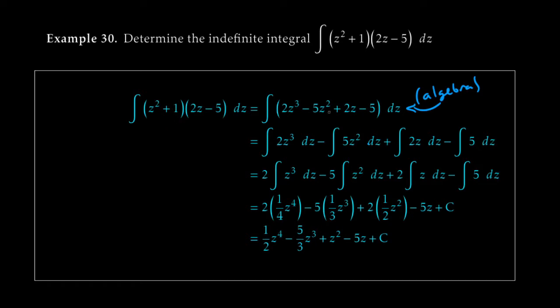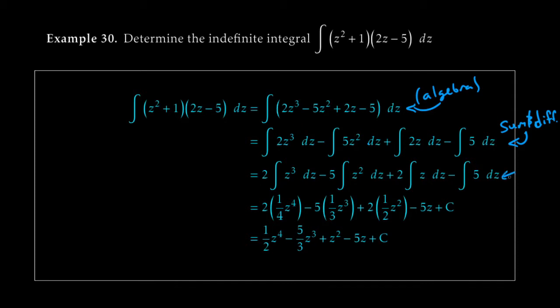Cool enough. So once we're here, all we're going to do is break this into bite-sized pieces. First off, we're going to use the sum and difference rule. Okay, so we take the indefinite integral of 2z to the third minus 5z squared plus 2z minus 5 dz, and we split it up. So we get the indefinite integral of 2z to the third dz minus the indefinite integral of 5z squared dz plus the indefinite integral of 2z dz minus the indefinite integral of 5 dz. Okay, cool. Split it up.